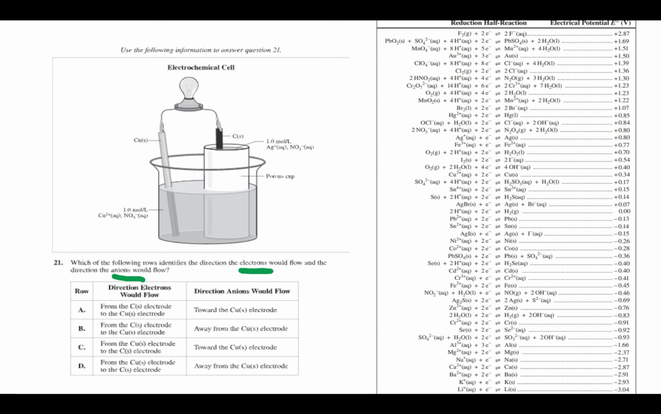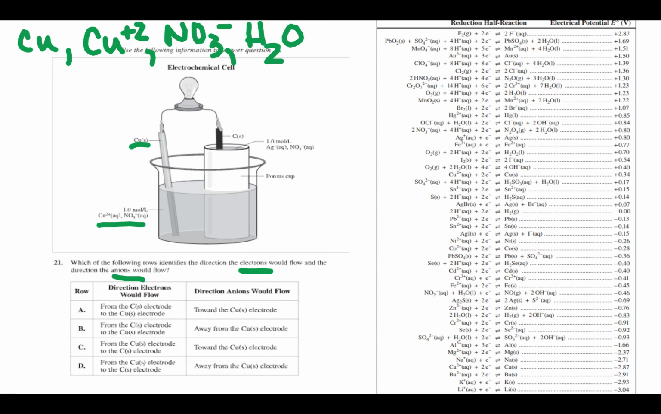So let's write down what we have reacting. We have copper solid, that one electrode, and we have copper 2 positive in solution. We also have NO3 negative in solution. We definitely would have water present. And then on the right hand side, we have a carbon electrode, which would be an inert electrode, and you have some silver ions, and you also have some more NO3 negative, which we've already accounted for. Now, this porous cup is going to be your salt bridge, and we'll move on from there.